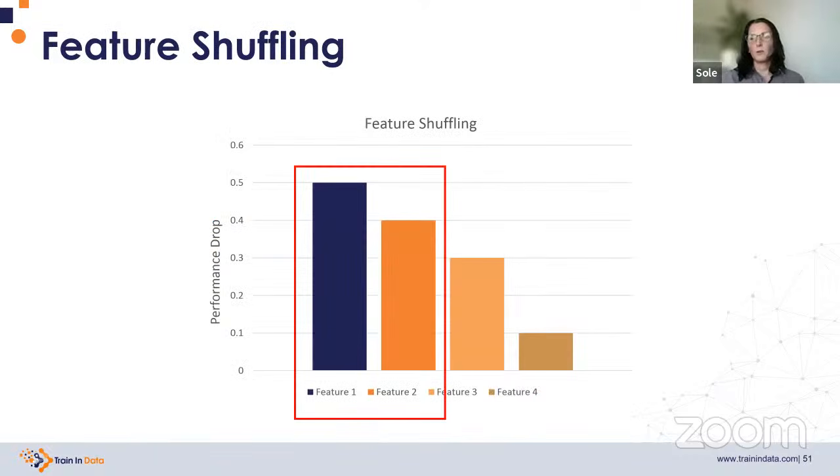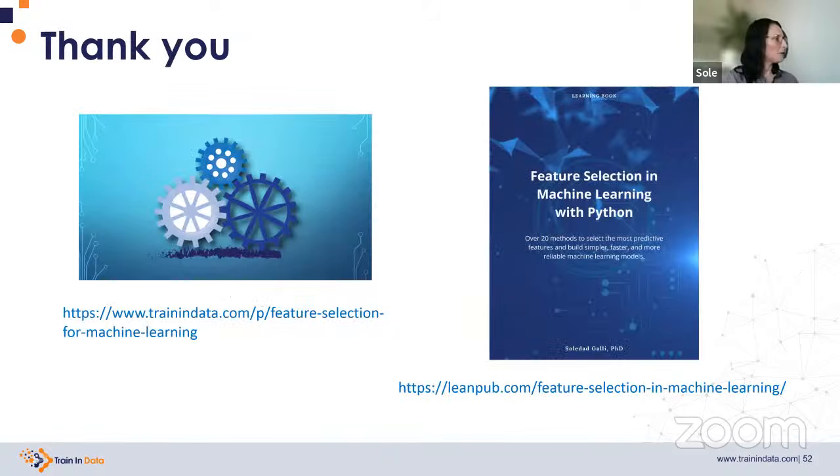So I think that's all about the feature selection methods. If you want to find out more methods, you can find our book or our course on training data. And now I could move to the demo. Maybe before that, there is a question.